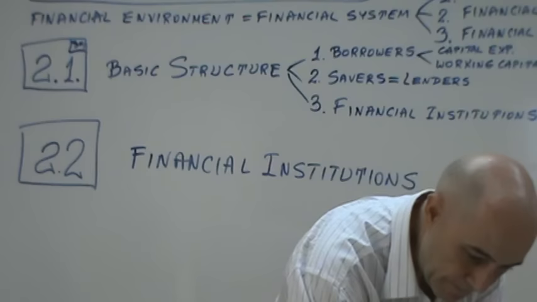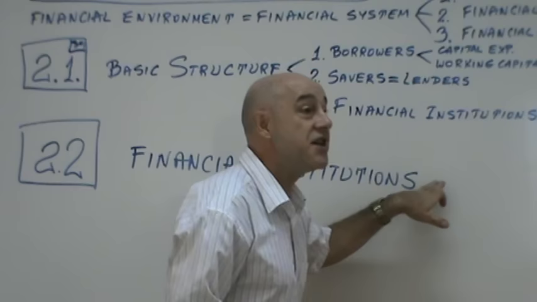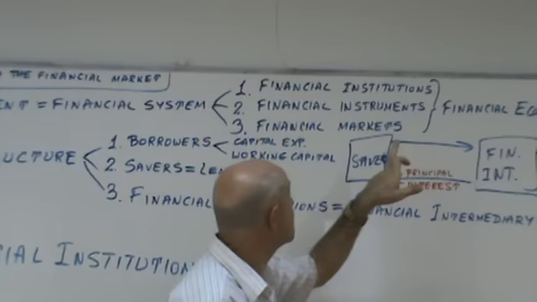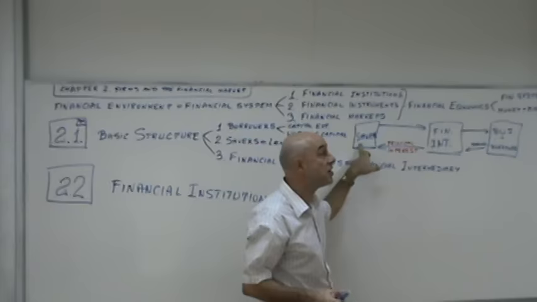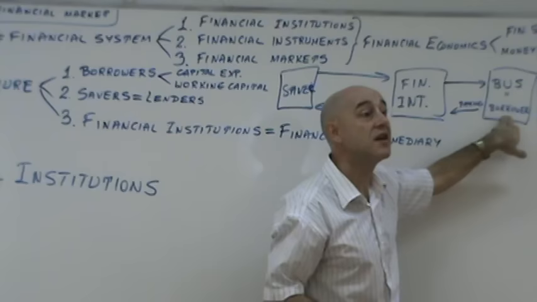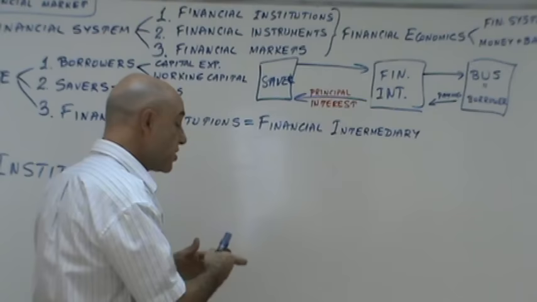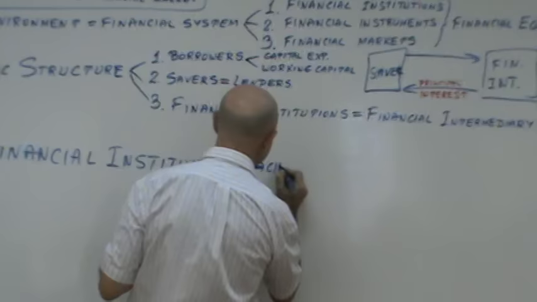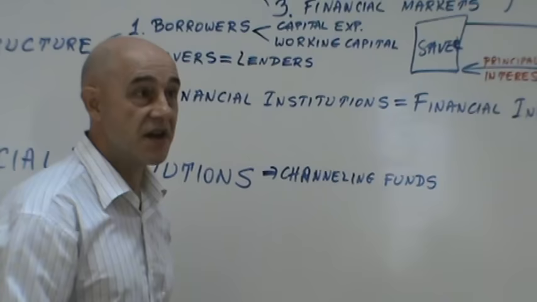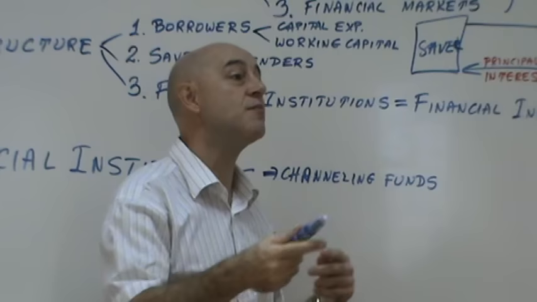So, a financial institution, again, is a business, here's one very nice definition, which intermediates or specializes to channel people with excess funds to those with shortage of funds. So, financial institutions are in the business, we say, of channeling funds. They transfer funds from those of surplus to those of deficiency.